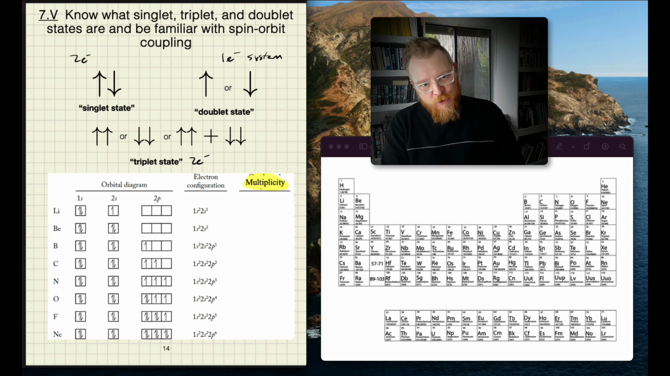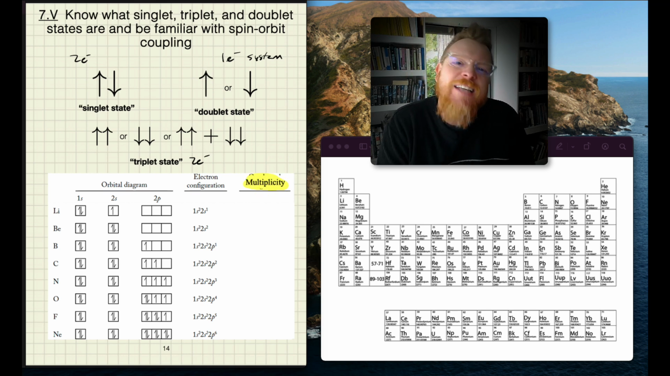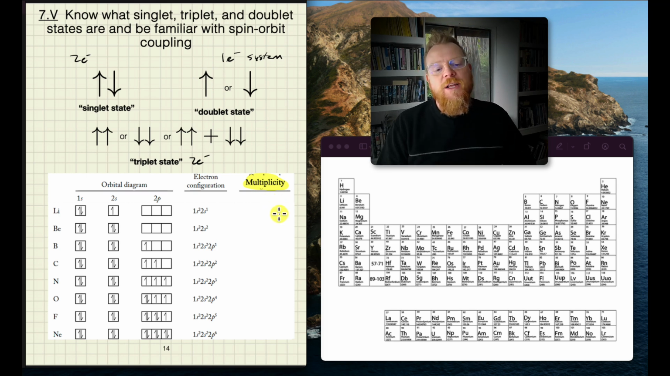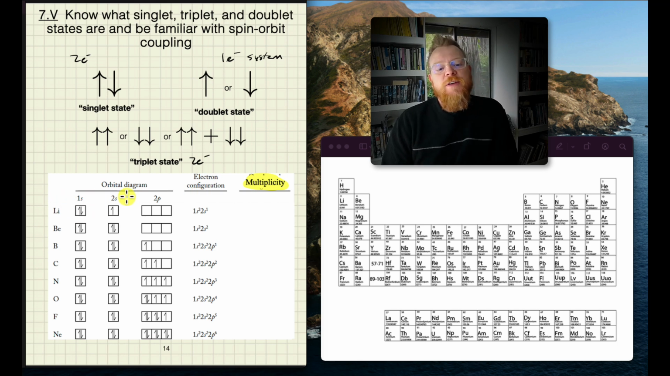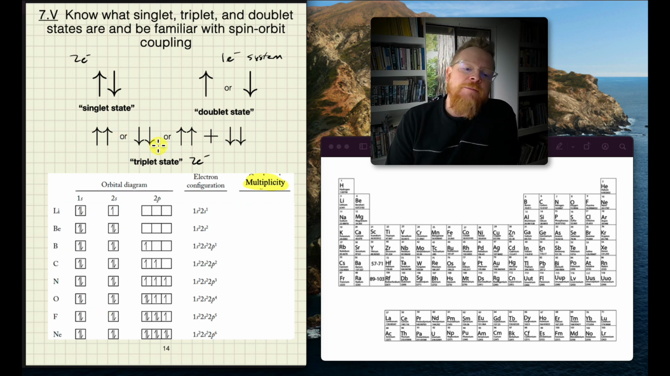So we're going to learn a different type of configuration in this class. We're going to move very quickly past electron configuration and get into what are called term symbols. One of the first things we need to be able to identify in a term symbol is the multiplicity. So let's revisit the electron configurations of these common group atoms and see if we can get their multiplicities.